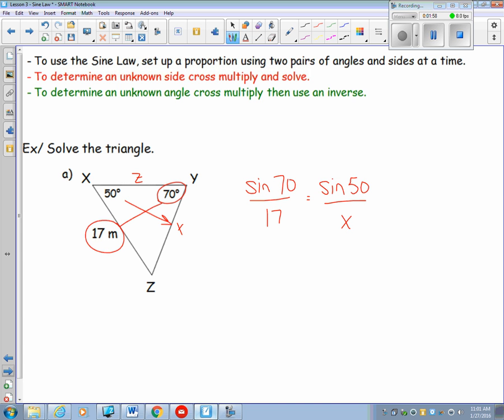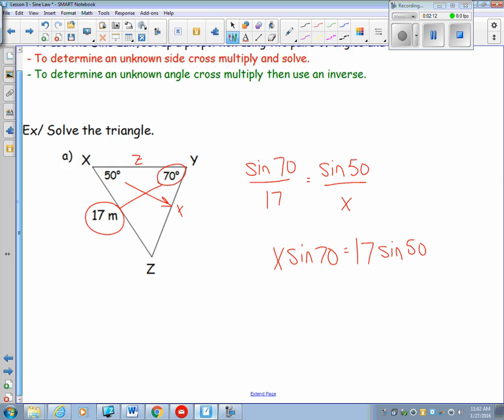To solve this, we're going to cross multiply like we've been doing with SOHCAHTOA. Just we've got 4 parts now instead of having 3. So x times sine 70 is x sine 70. 17 times the sine of 50. We'll write that out. X is not by itself, but we know to get things by themselves, we can divide out the part we don't want, in this case sine 70. And we'll be left with just the x.